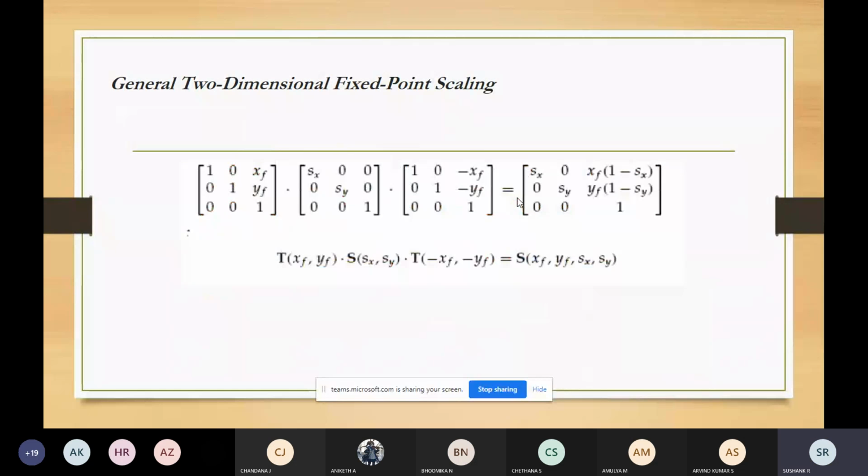So you can check that inverse translation, scaling, and translation. These terminologies are self-explanatory. See, this is S of sx comma sy. This is T of xf comma yf. This is the inverse, where you are replacing T with the positive values with the minus sign.